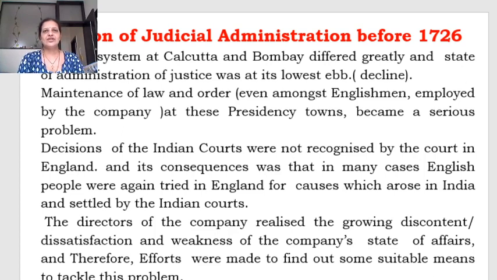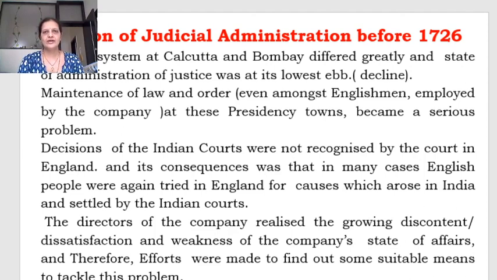Judicial administration at Calcutta. So position of judicial administration before 1726, judicial system at Calcutta and Bombay differed greatly, and state of administration of justice was at its lowest ebb, or it was decline, because in Calcutta zamindari rights were granted to company and thereby they used to discharge the function as zamindars also. But in Bombay, the judicial administration was different and therefore the judicial system at Calcutta and Bombay differed greatly and state of administration of justice was at its lowest ebb.